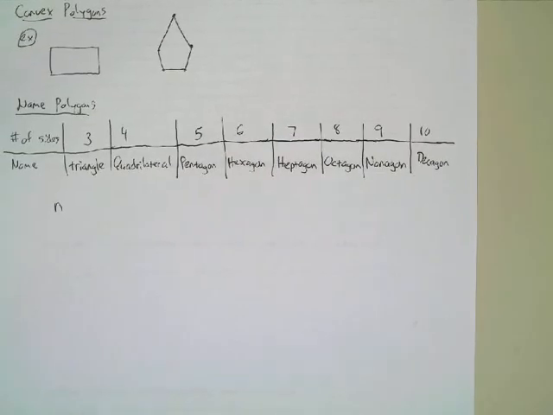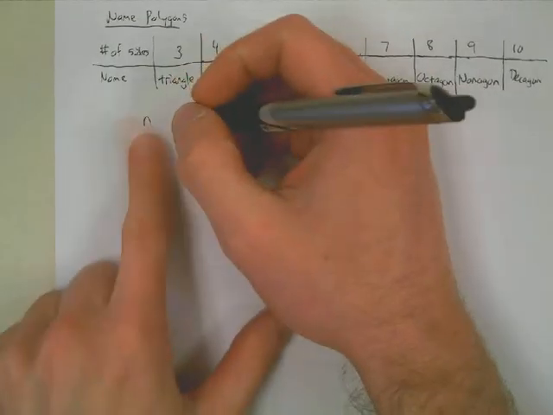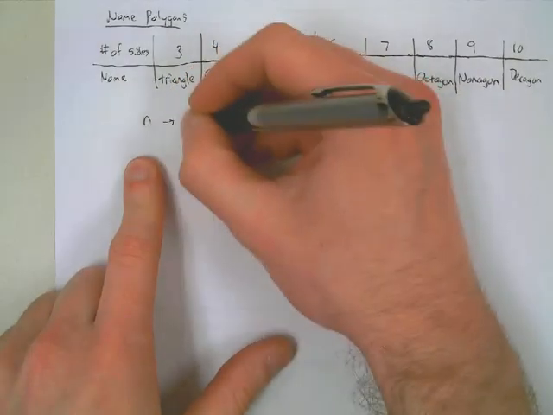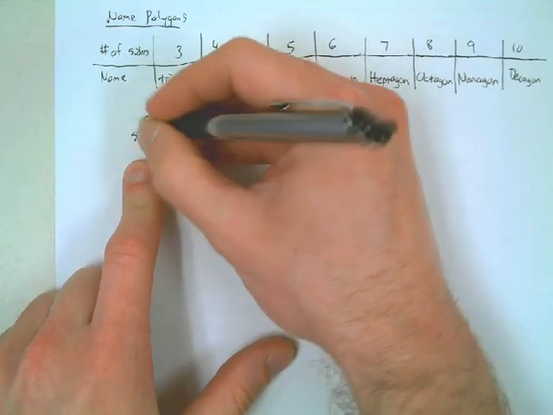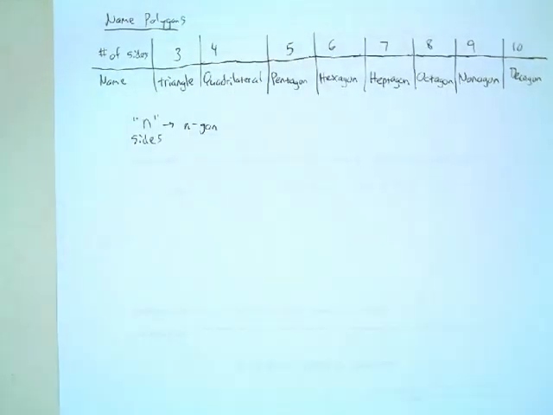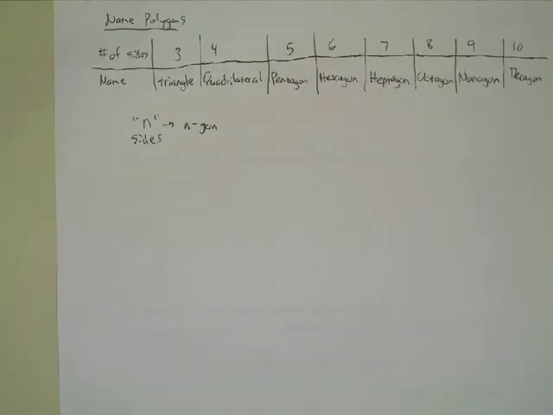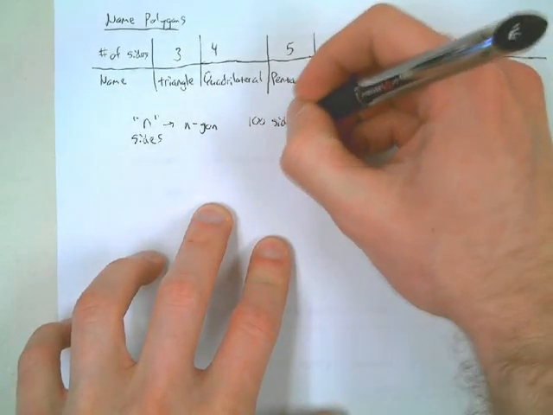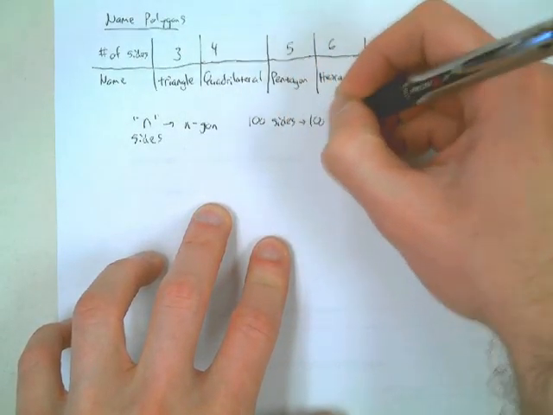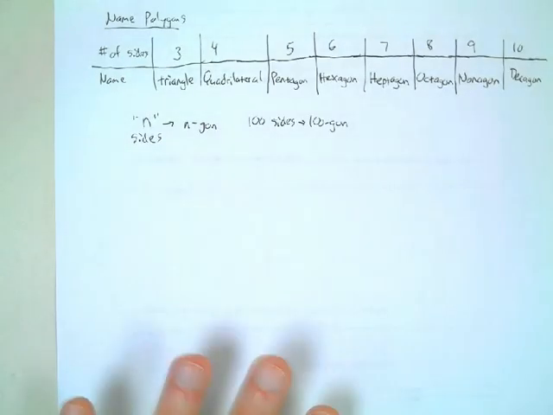You will need to know these names. After 10, just use the number of sides. So, for example, if you have n number of sides, just call it an n-gon. An 11-sided shape is an 11-gon. A 15-sided shape is a 15-gon. A 100-sided shape, we'll just call a 100-gon. Okay? Just to make it easier for ourselves.